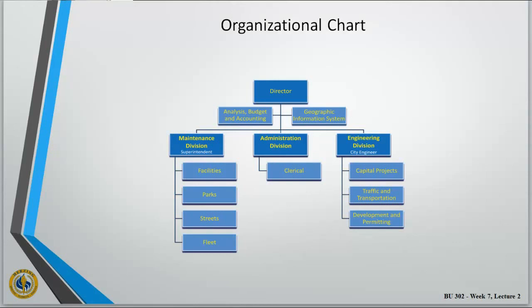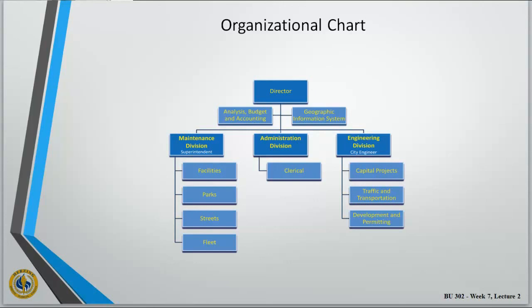On the organization chart, we see the line versus staff positions. If you see on this chart, down from the administrative division, you see that there is a clerical position. The clerical and the whole administrative position would be considered staff. A staff position is a position of support. It is an advisory position. Administrative division may be the same as perhaps the human resources department. It is an advisory position. All other positions within the organization, the engineering, the geographic information, all of those are considered line positions.